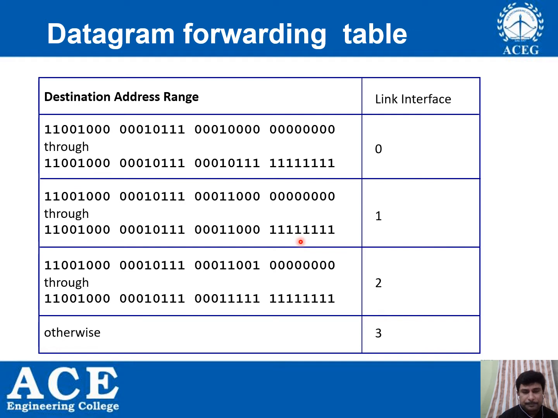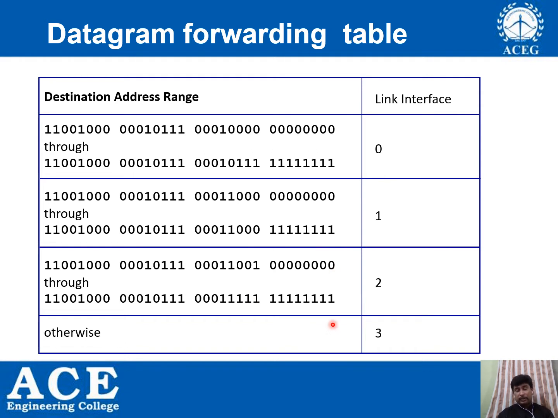The next, third address range: the first 20 bits are common. Then we end with 100 and all ones. Now we move to 11 and 1001. Then from here, all zeros, we will be having 1111.